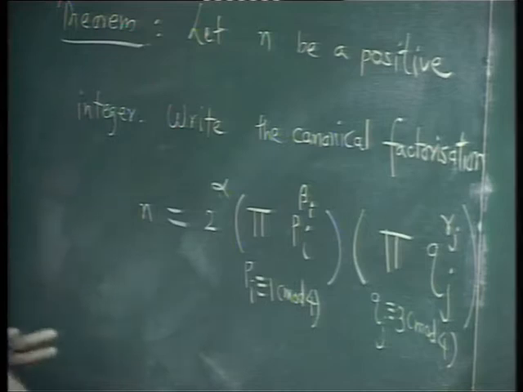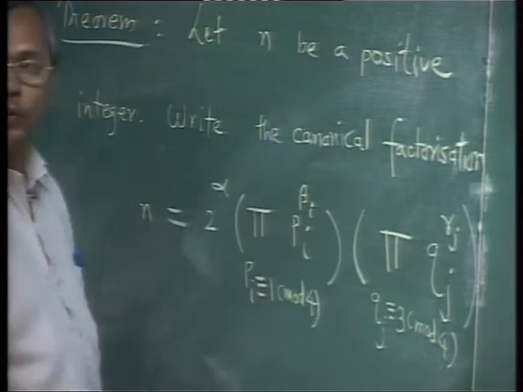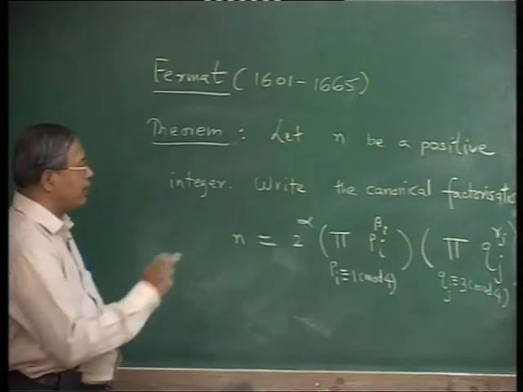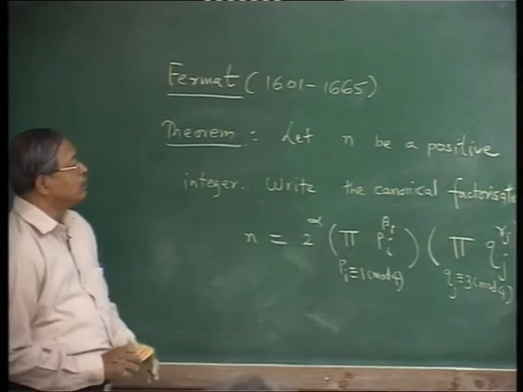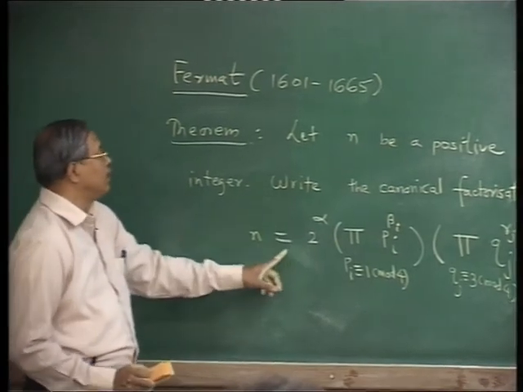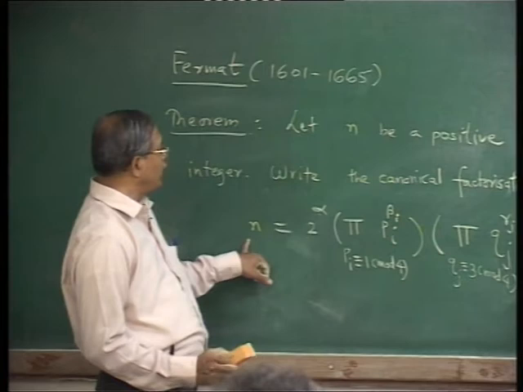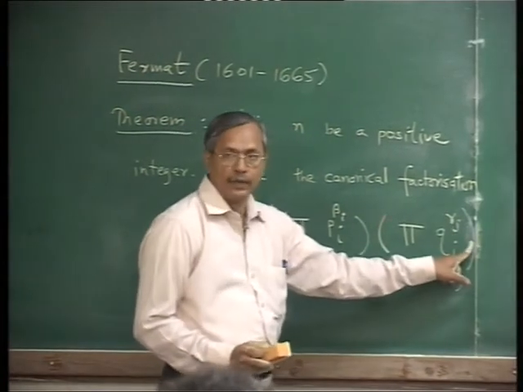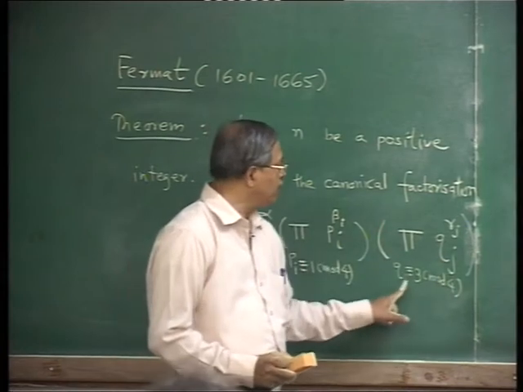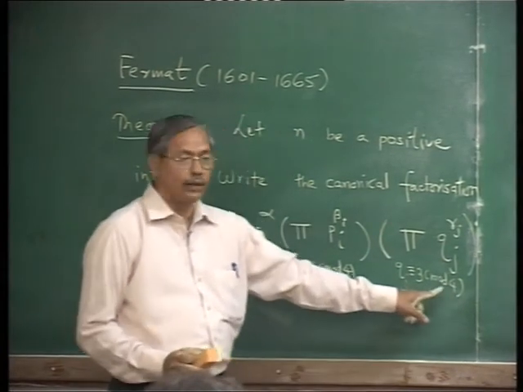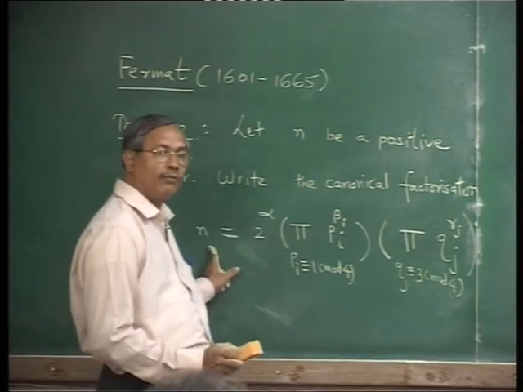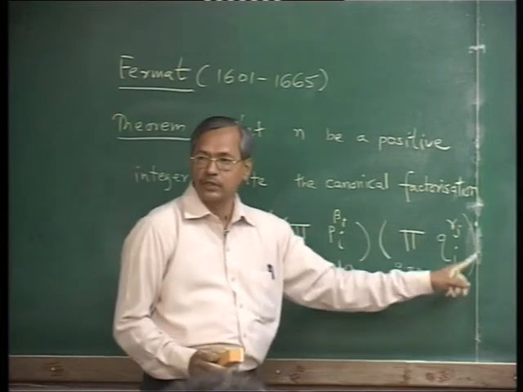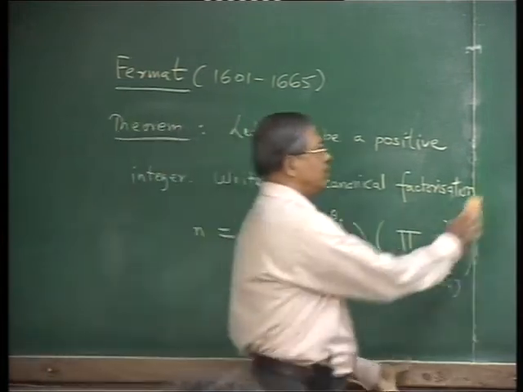Those primes which appear are written here, because sometimes you can also write primes which are not appearing, with power 0. That is also possible, but here we write with positive powers. Now in this factorization, if you want n to be a sum of 2 squares, then the requirement is each gamma j is even. So these primes of the form 3 mod 4 appear in the canonical factorization of n with even powers.